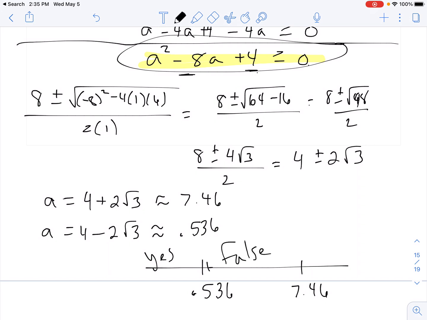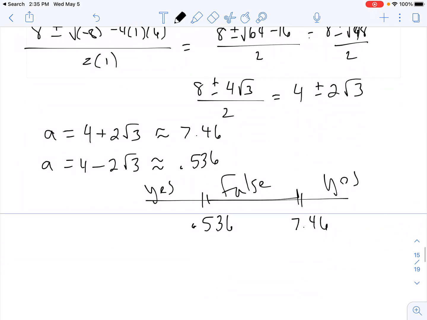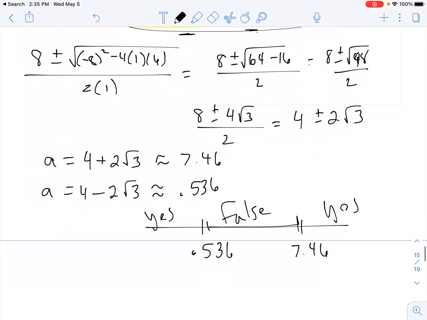That means any value in between these doesn't work for this quadratic inequality, because remember, it's a quadratic inequality and not an equal sign. If I plug in a number greater than 7.46, so say 8, then I get true again. So this means my solutions are that A must be less than or equal to 0.536, and A must be greater than or equal to 7.46.